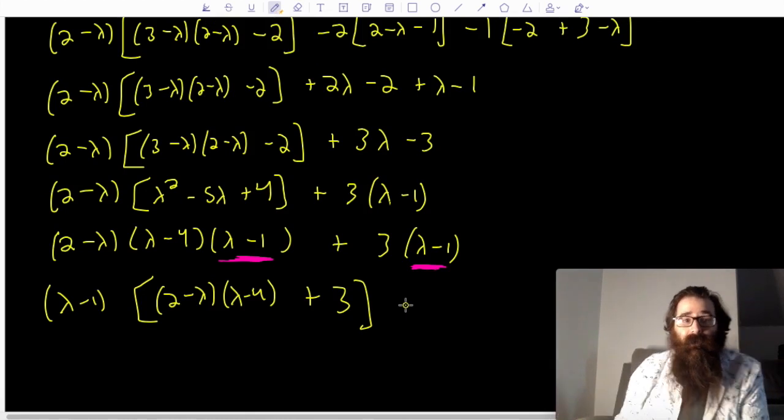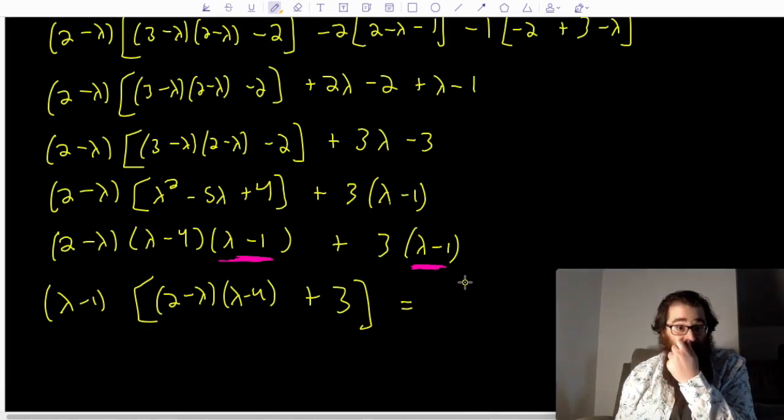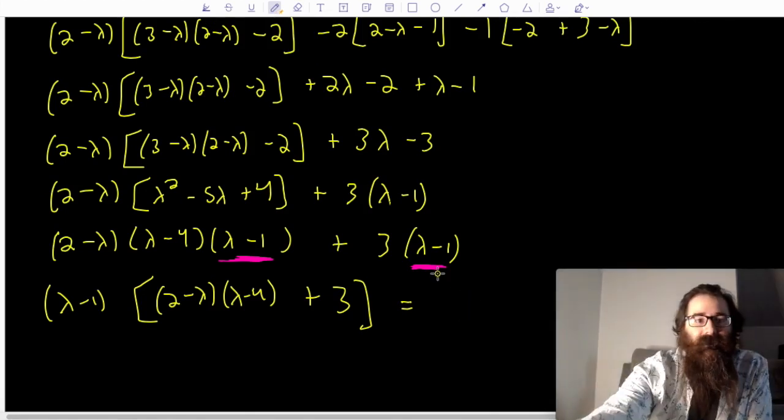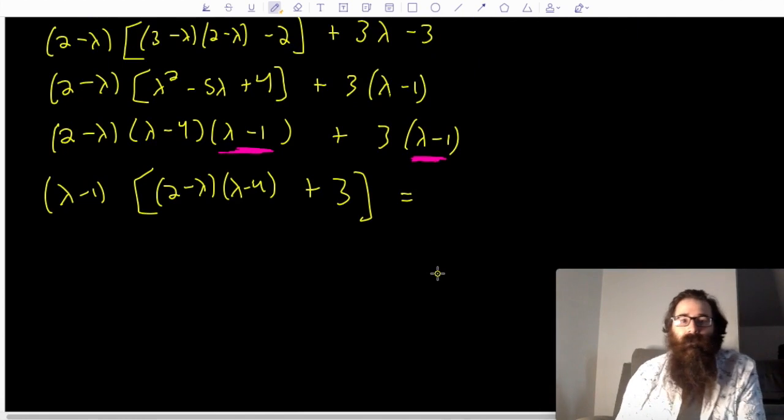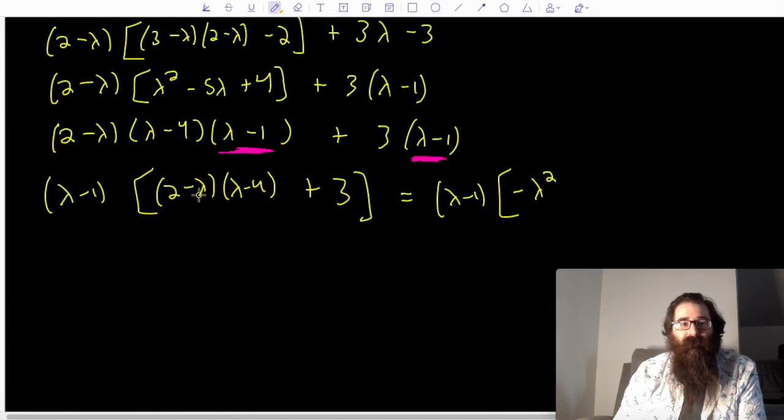And then from here, what I can do is go ahead and now expand inside. Hoping this gives me something that looks nice at some point. But let's see. So here I have lambda minus 1. And inside the brackets, negative lambda times lambda gives me negative lambda squared. Negative lambda times negative 4 gives me plus 4 lambda. 2 times lambda gives me plus 2 lambda. And 2 times negative 4 gives me negative 8, and then plus 3 is still hanging out.